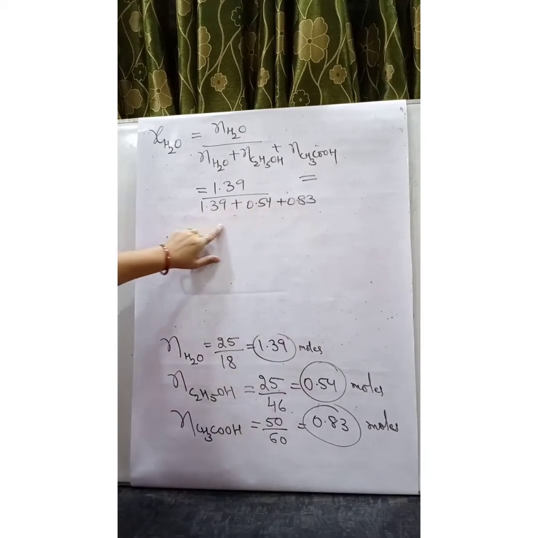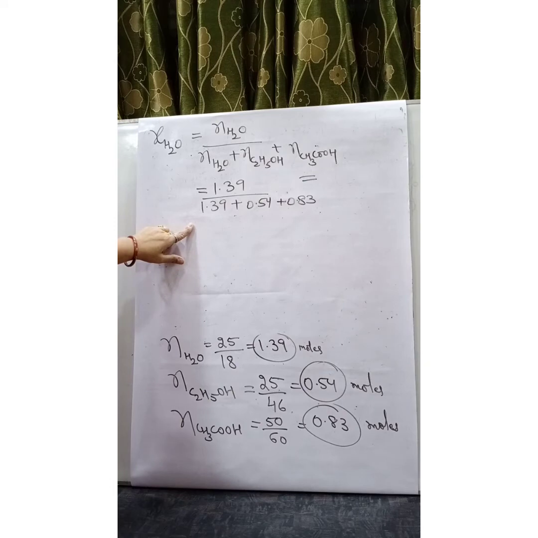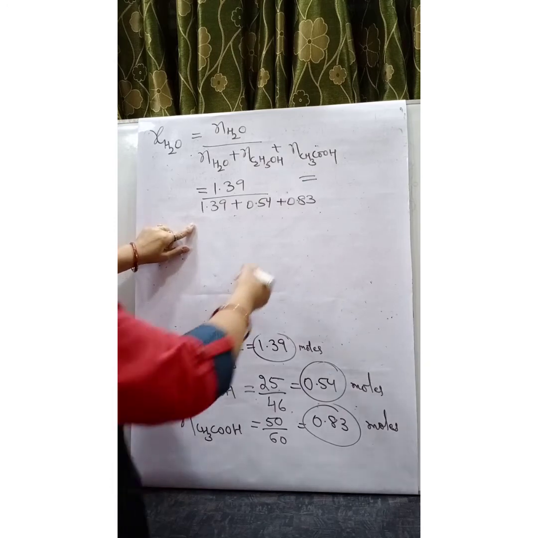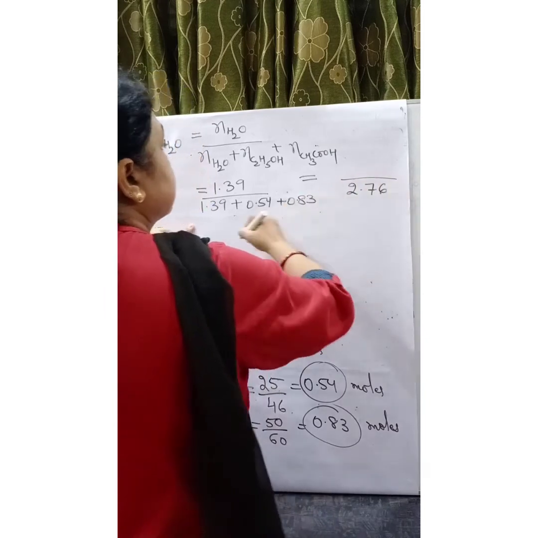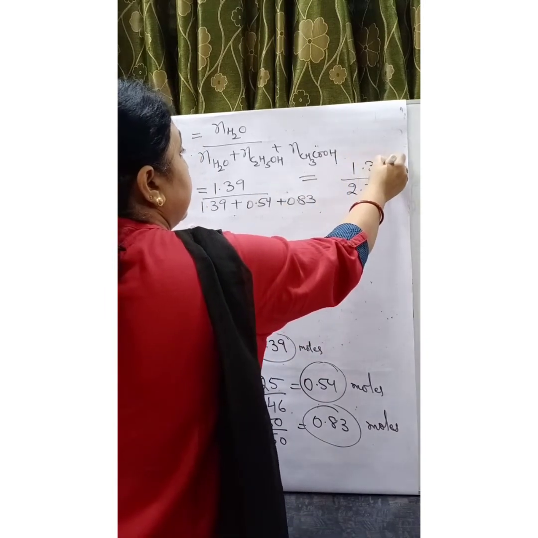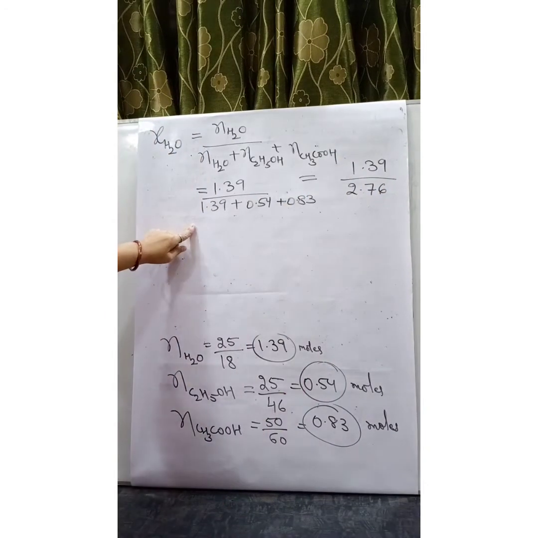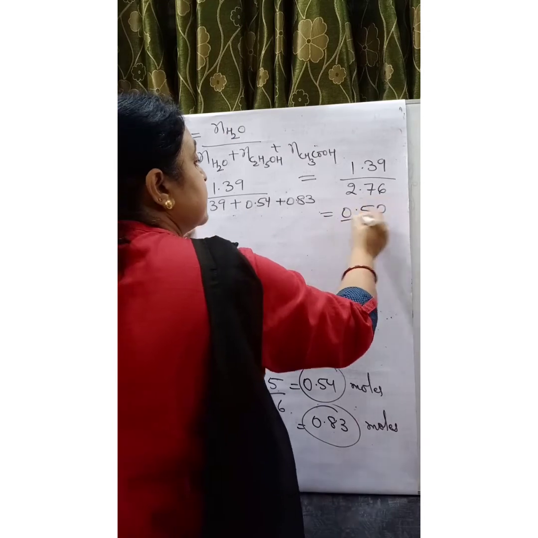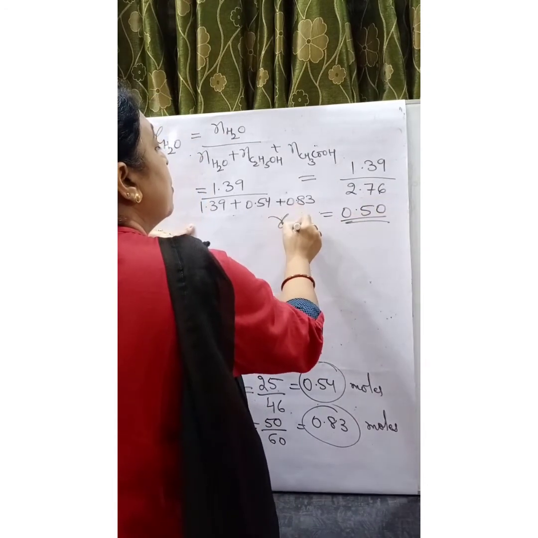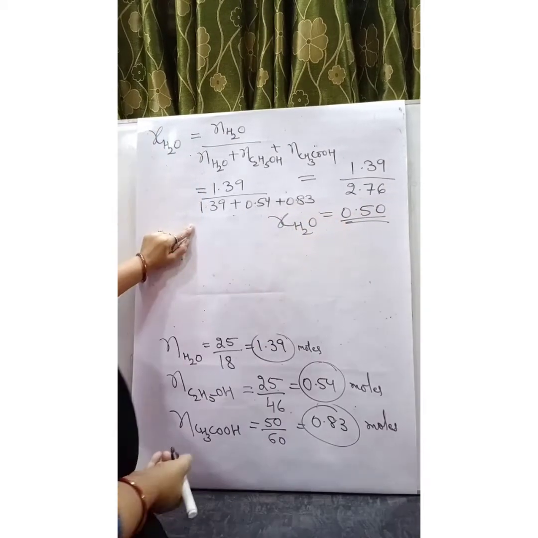When you calculate all these values together, you get 2.76. So 1.39 divided by 2.76. When you calculate this, you get the value as 0.50 and this is the mole fraction of water.